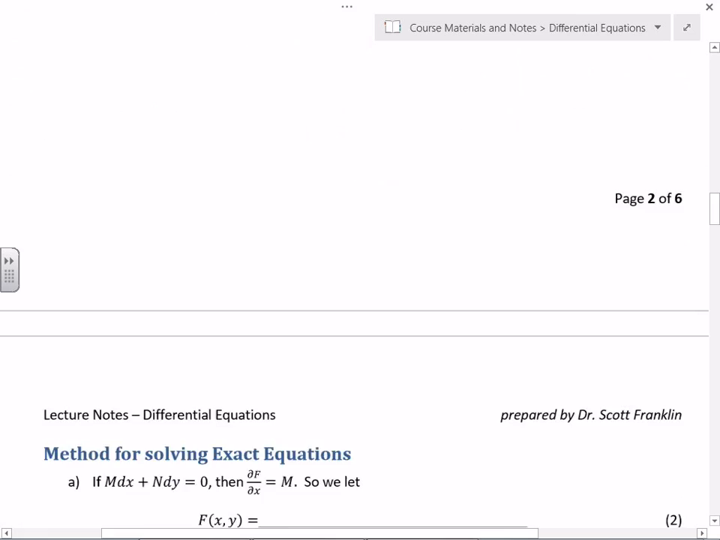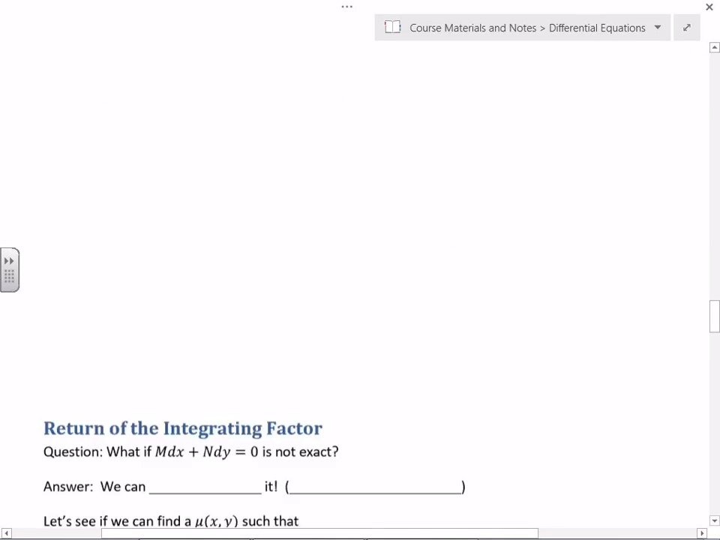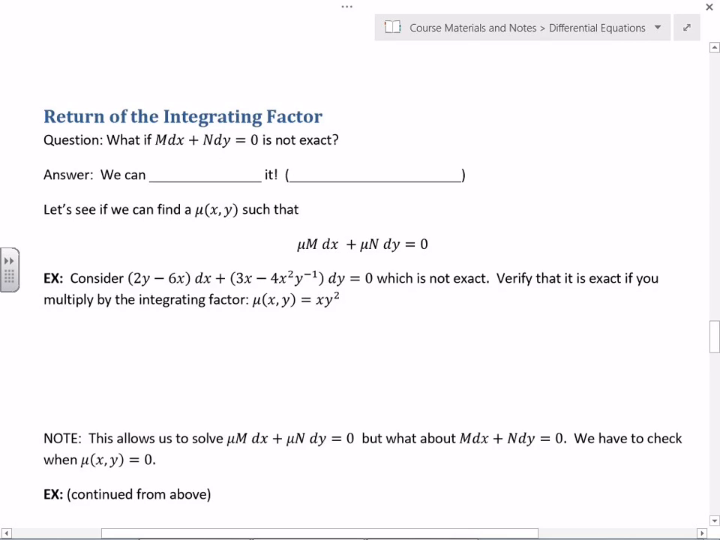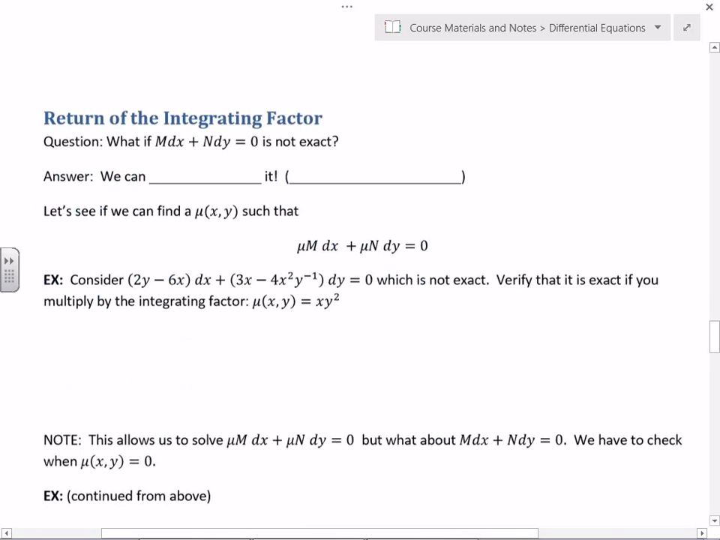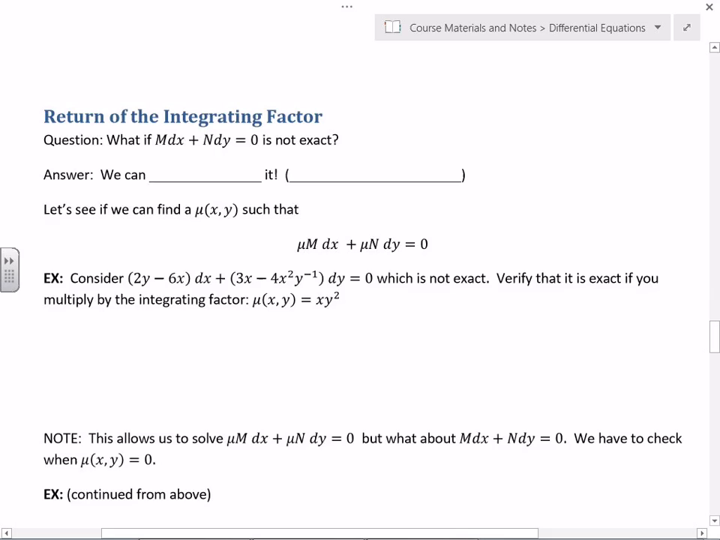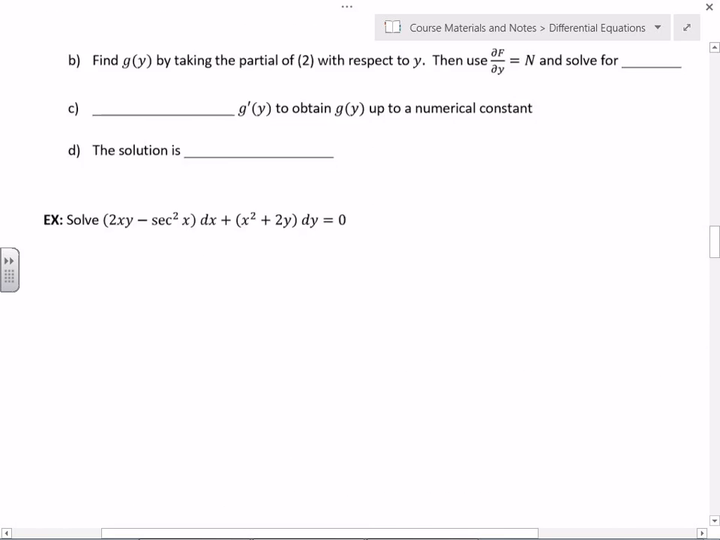So what I was alluding to earlier is what's way down here at the very bottom. I guess this is page 4. Return of the integrating factor. I'm going to multiply in something to make it exact. Okay? Under certain circumstances, I'll be able to do that.